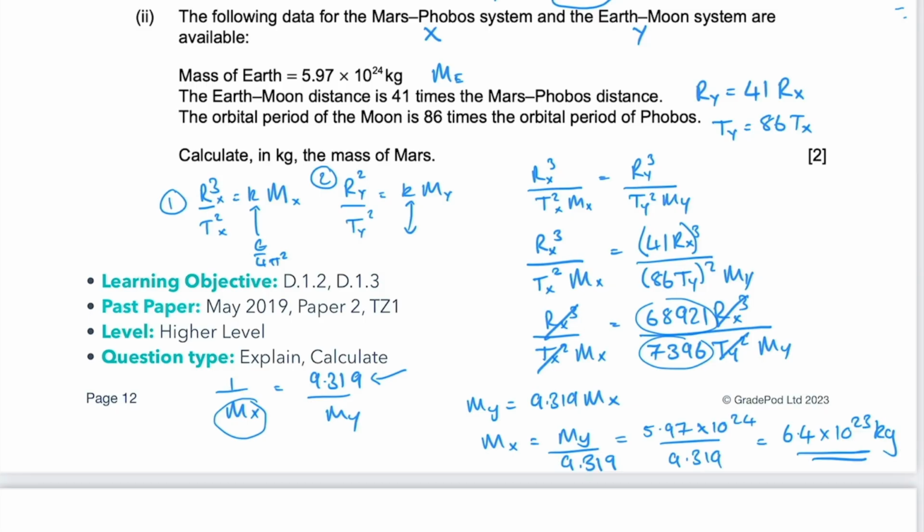That was hard for 2 marks. Gosh, if you can think of an easier way of doing it, please do let me know. But we got there in the end.